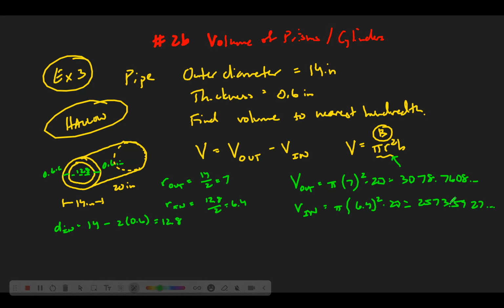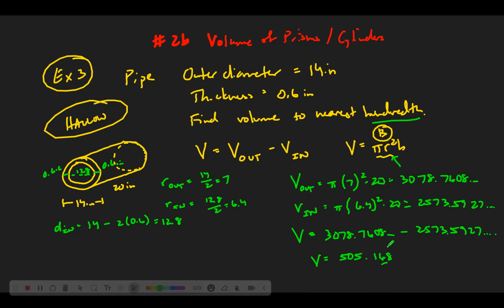Again, try not to round. And now just in Desmos, you're going to copy and paste those two numbers and subtract them. So to find the volume we want, we're going to take the 3078.7608 dot dot dot, and we're going to subtract the 2573.5927 dot dot dot. And when you subtract those, you get a volume of 505.168. And I stop there because it says nearest hundredth.